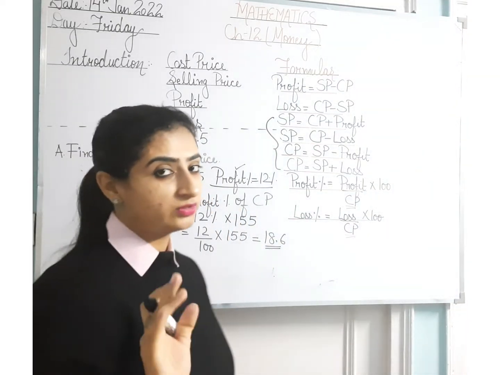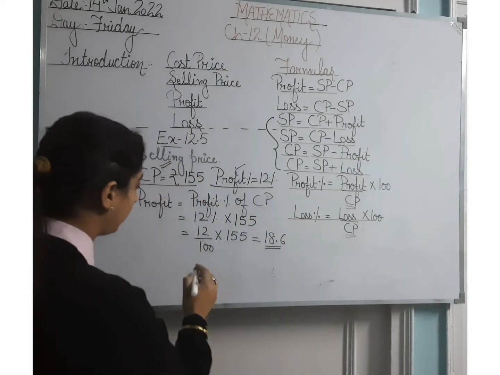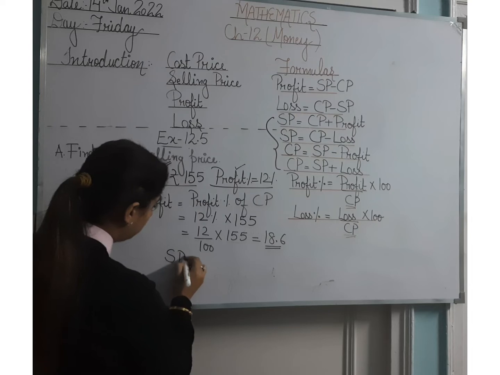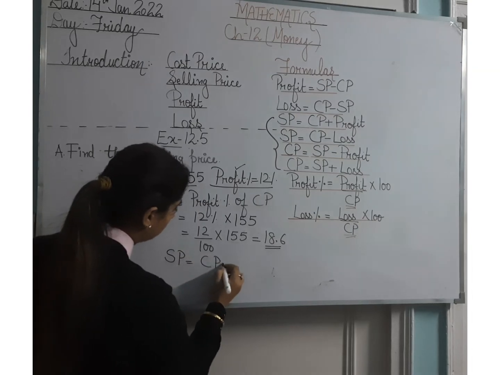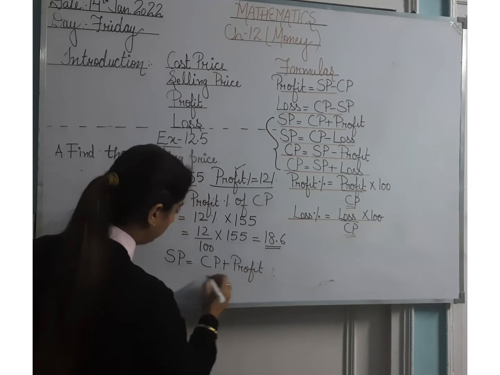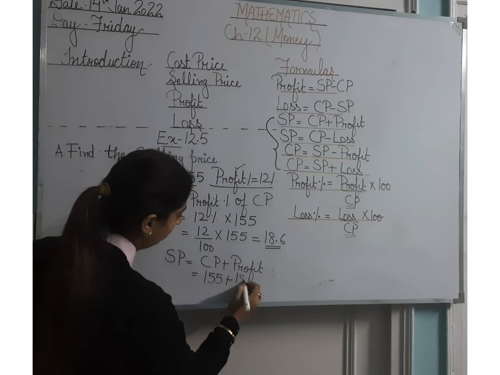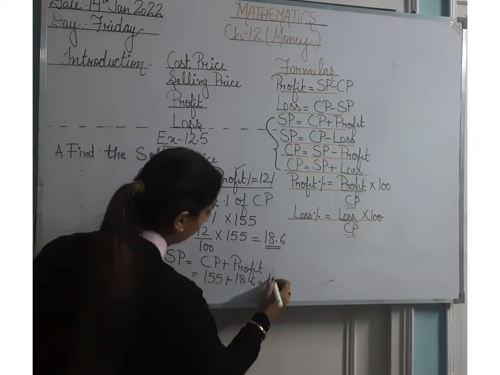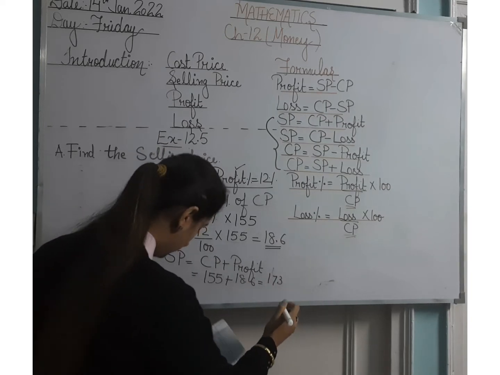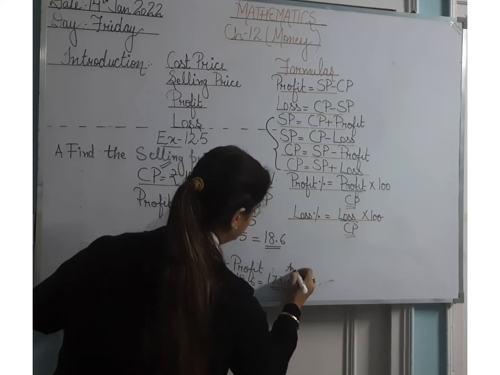Still, we are not done with the question. The question is selling price. So, to find the selling price, we know the formula. Selling price is cost price plus profit. Just put the values. Cost price is 155 plus 18.6. The answer comes out to be 173.6. This is your answer.